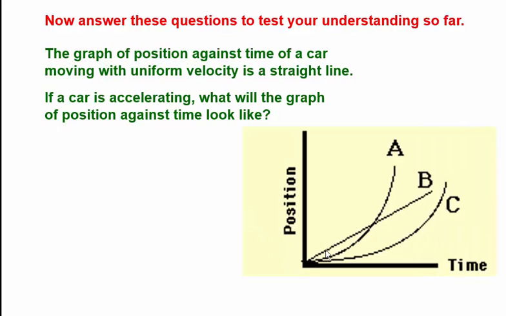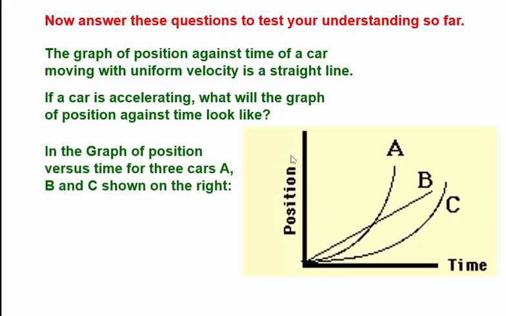Well, I have three graphs here. Graph B is a straight line. What does that tell you about the acceleration of car B? What does the graph of car A tell you about its acceleration? And how about the acceleration of car C?